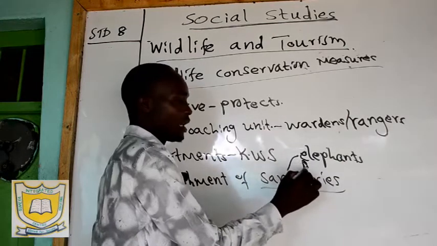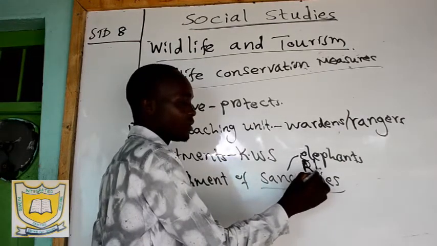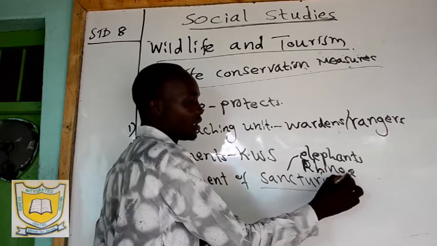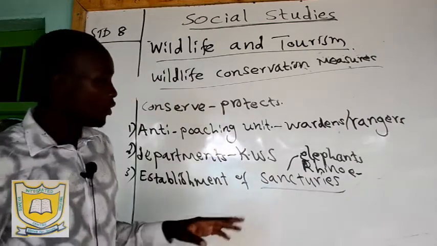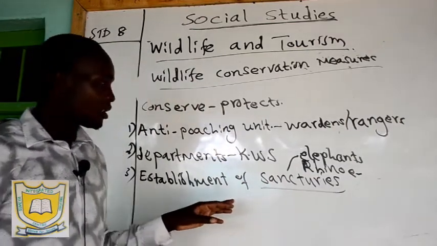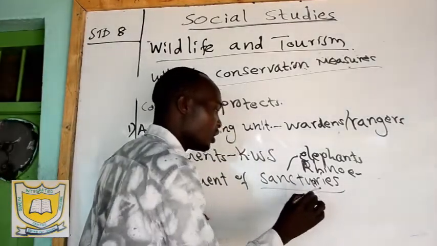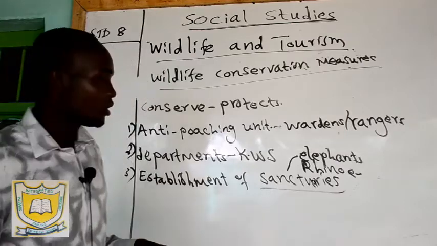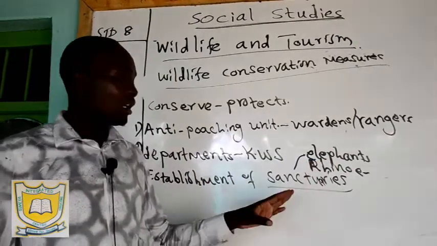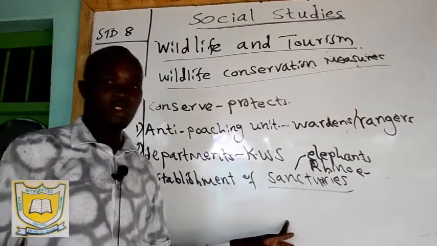Then we have also the rhino. These are the endangered species which can be killed easily, rhinos. So when you talk about a sanctuary, the government has established a place where you put these animals that are endangered. So that is number three.